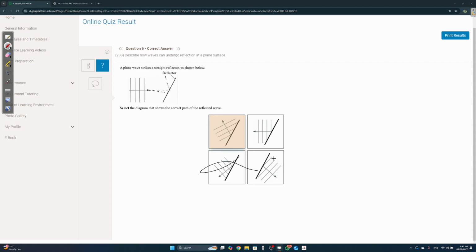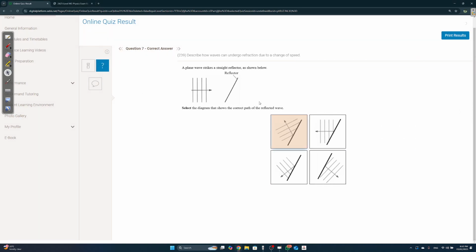Is it going to be this? Obviously not. This obviously not. These are very, very stupid answers that you could get. Please don't get this question wrong in your exam.